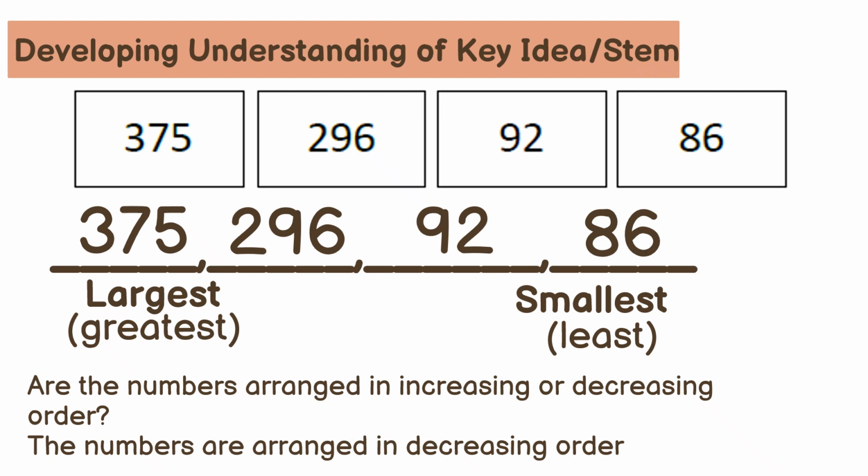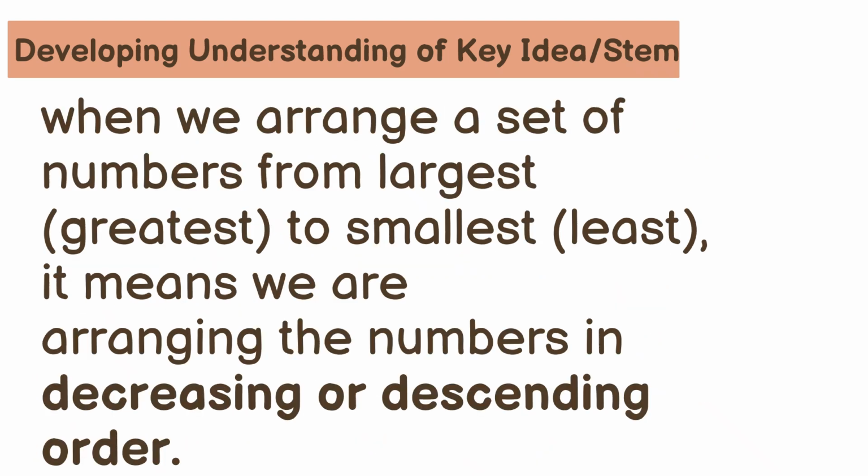Are the numbers arranged in increasing or decreasing order? The numbers are arranged in decreasing order. When we arrange a set of numbers from largest or greatest to smallest or least, it means we are arranging the numbers in decreasing or descending order.